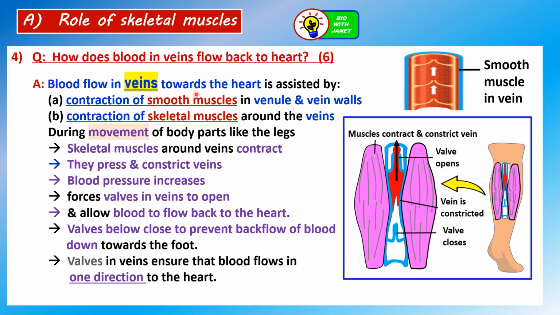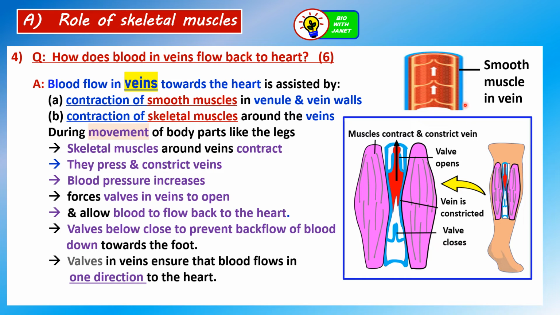Now, blood flow in veins towards the heart is assisted by two factors: contraction of smooth muscles in the venule and vein walls. So in the wall of a vein, there is a layer of smooth muscle somewhere in the center part of the wall. So these smooth muscles can contract.